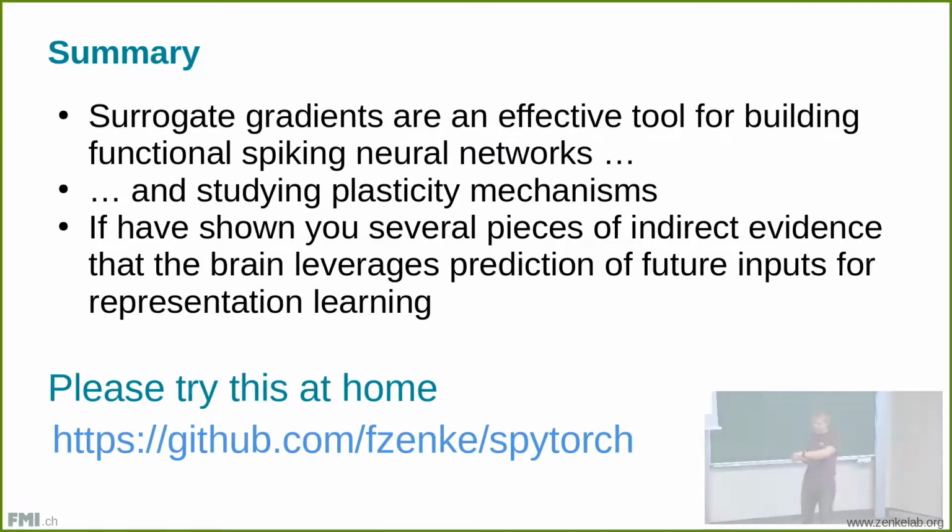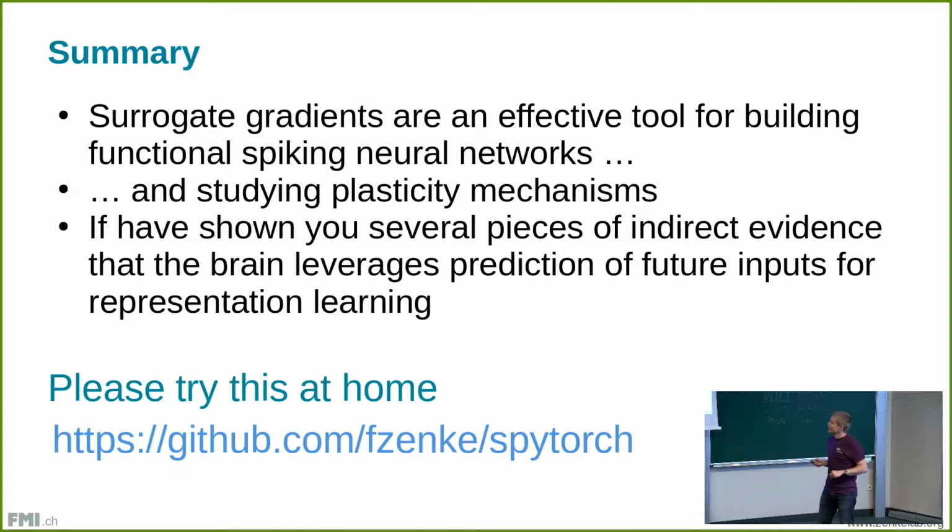I know, sorry, 30 seconds. So I've shown you circuit gradients are an effective tool for building functional spiking neural networks and for studying plasticity mechanisms, which is what we're doing in my group. I've shown you several pieces of indirect evidence that the brain leverages this type of prediction, unsupervised learning of future inputs for representation learning. Please try circuit gradients at home if you want. We have some tutorials here.